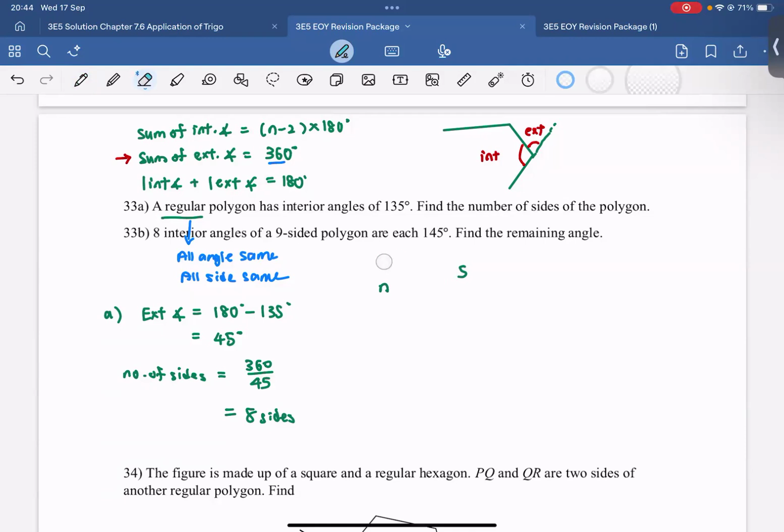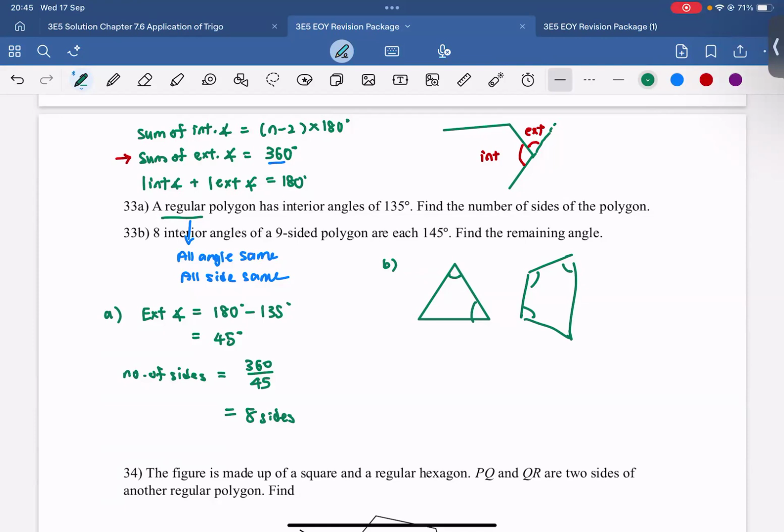Okay, next. Part B. How do I find the remaining angle? First thing, what should I do? If I give you a triangle and two angles, how do you find the remaining angle? You take 180 minus these two, right? If I give you a four-sided figure and these three angles, how do you find the last one? You take 360 minus those three angles, right?